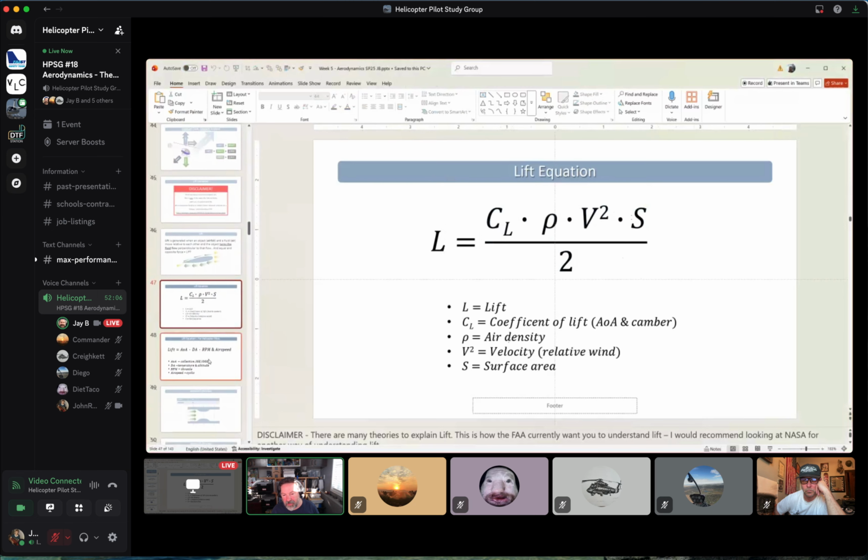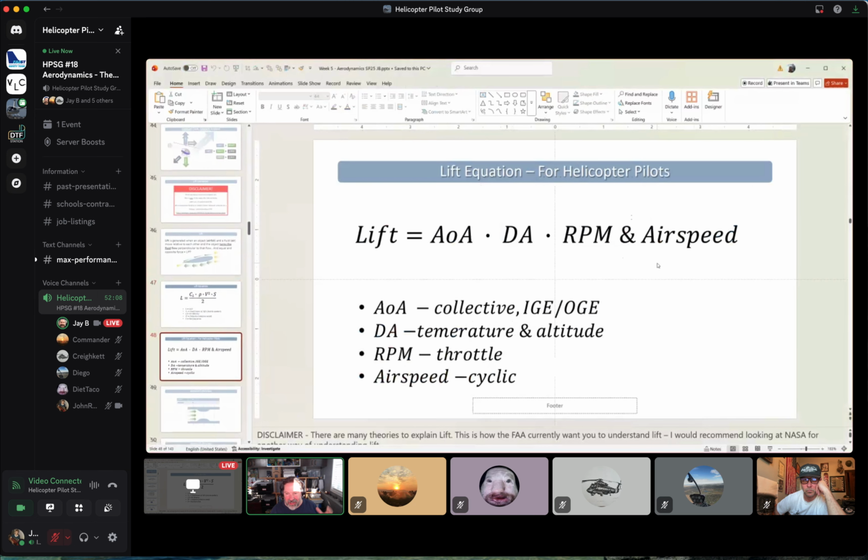So then how do we talk about that as a helicopter pilot? This is the lift equation for helicopter pilots. This is dumbed down to what we know and what we can control. So lift is really angle of attack times DA times RPM and airspeed. These are the things that we can have an effect on.